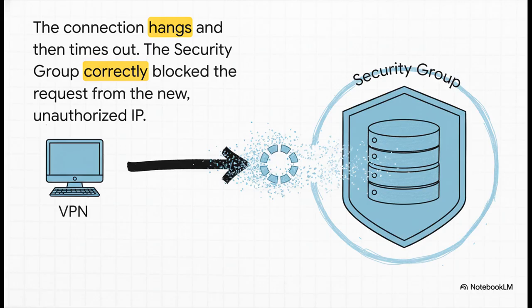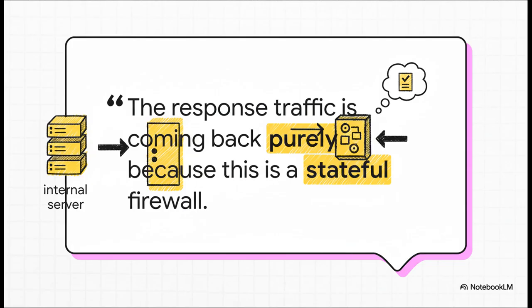Job done. And this really gets to the heart of what being stateful means. In one of the examples that inspired this, a command was run from inside the server to fetch something from the internet. The response came back without a problem. And as the source material says, we didn't have an outbound rule. The response traffic is coming back purely because this is a stateful firewall. Think about that. The firewall was smart enough to know that since a request went out, it should expect a reply to come back in.